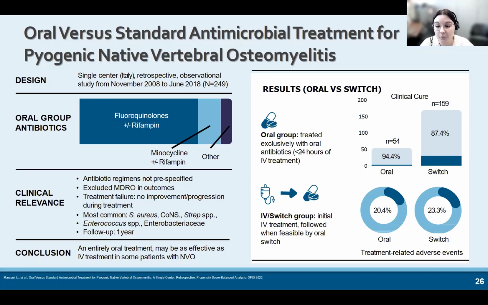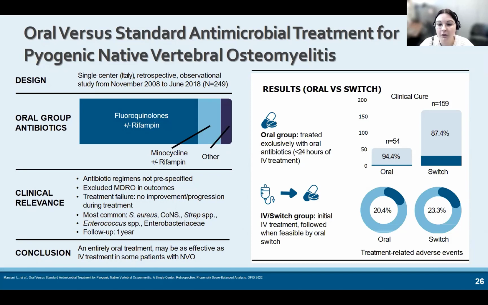And this really was one of the first studies to focus on initial oral treatment rather than a switch therapy, switching from initial IV to eventually oral. The oral treatment group included patients treated exclusively with an oral antimicrobial agent. They could receive less than 24 hours of IV treatment, but no more than that. Standard treatment was defined as an initial IV therapy for greater than 24 hours, followed by what they called a feasible oral switch.